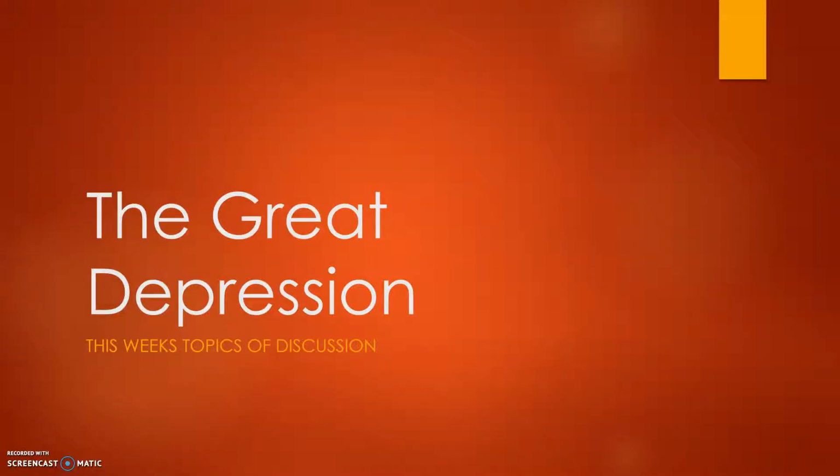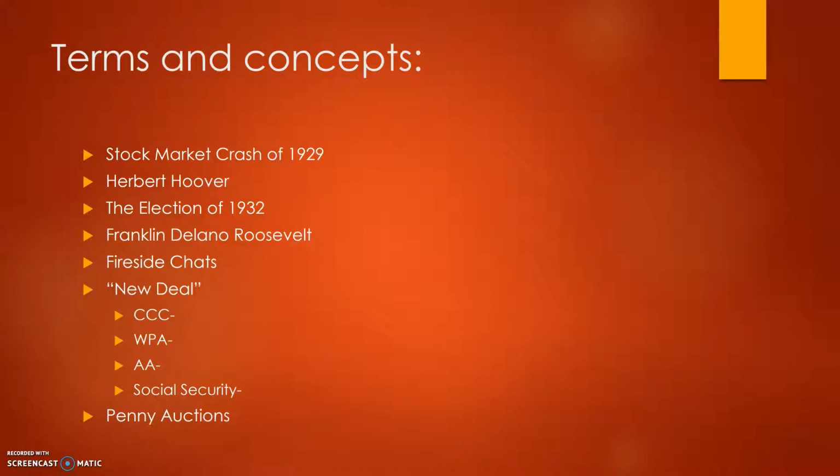So today we're going to talk about the Great Depression and a few key concepts that go along with it. So the first concept is the stock market crash of 1929, Herbert Hoover, the election of 1932, Franklin Delano Roosevelt, fireside chats, the New Deal, and along with the New Deal, the CCC, the WPA, the AAA, and Social Security, as well as penny auctions.